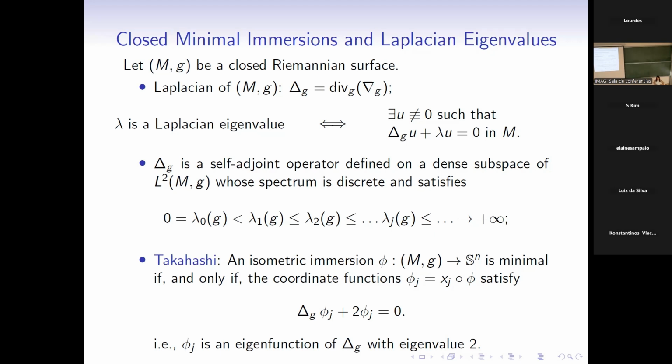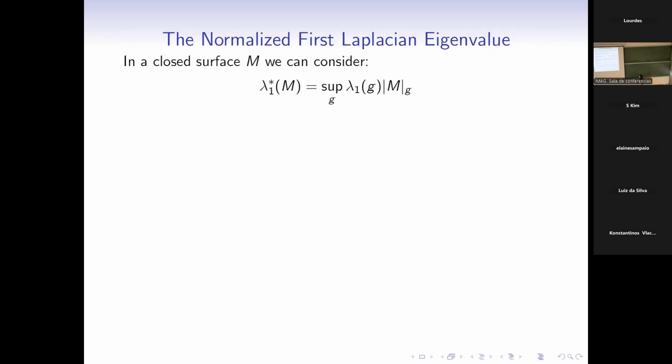Okay? So, but now let's forget a bit about the immersion and concentrate on the following eigenvalue problem. Given any closed surface M, you can consider this functional. Here you give me a metric g, I look at the first non-trivial Laplacian eigenvalue and multiply by the area with respect to this metric, and I can take the supremum among all possible metrics on that surface. We call this lambda 1 star.